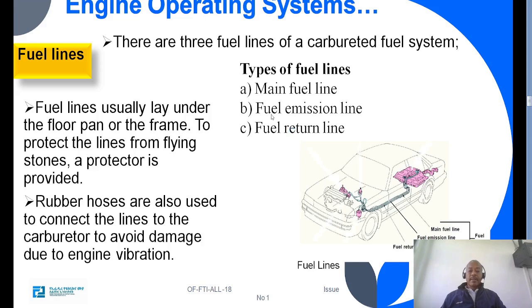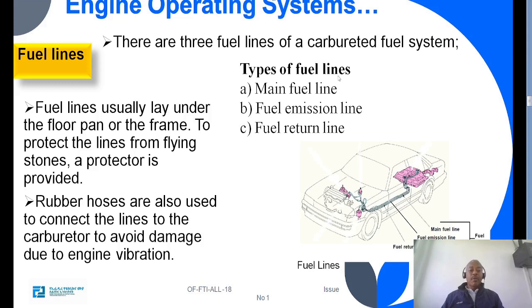The fuel line. There are three fuel lines of a carburetor fuel system. Fuel lines usually lay under the floor pan or the frame. To protect the line from flying stone, a protector is provided. Rubber hoses are also used to connect the line to the carburetor to avoid damage due to engine vibration.